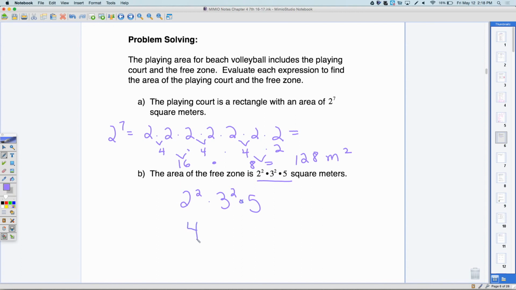2 to the second power is 4. 3 to the second power is 9, and then 5. Again, you could change the order and group them together. I'm going to multiply these mentally easy. So I'm going to multiply the 4 times 5 together to give me 20 times 9. That gives me 180 meters squared. You could go from left to right and do 4 times 9, which is 36, and 36 times 5 is 180.